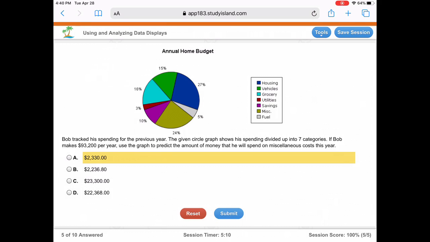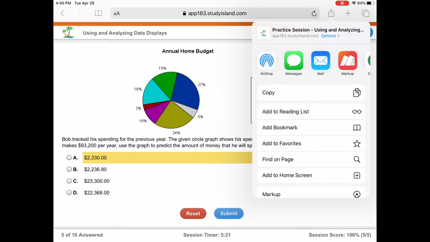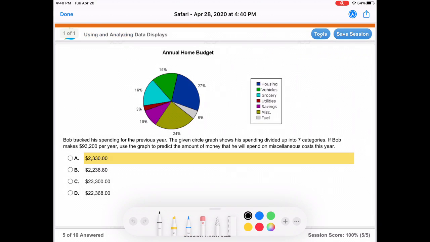So it says he makes $93,200 per year. And they want to use the graph to predict the amount of money that he will spend on miscellaneous costs this year. So once again, there's a lot of things to pay attention to here. So miscellaneous cost is this green one, and that's 24%.